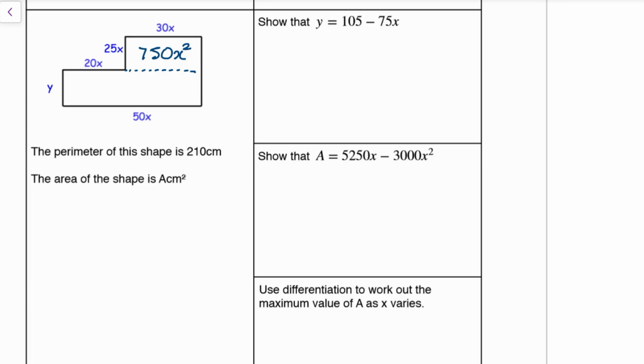And down here, I've got 50x, y as that part there. So I can actually see what my area is already, but that's not what it wants me to do. It's going to start by the perimeter. So the perimeter, I'm going to start from here. I'm going to walk around this way.